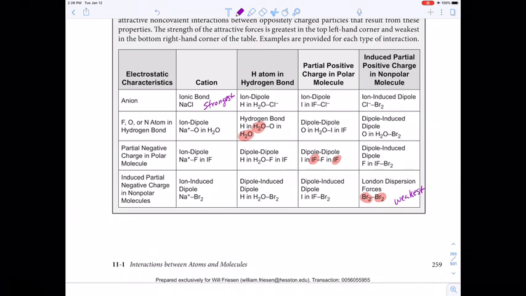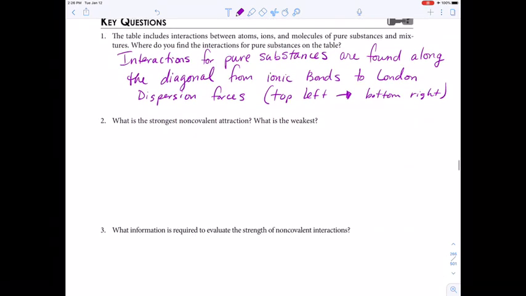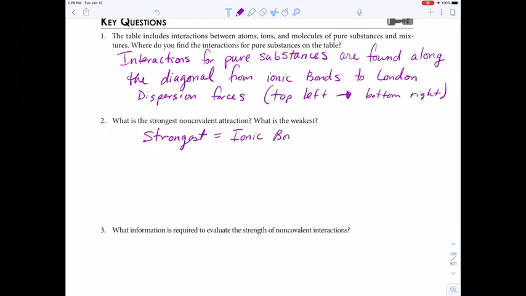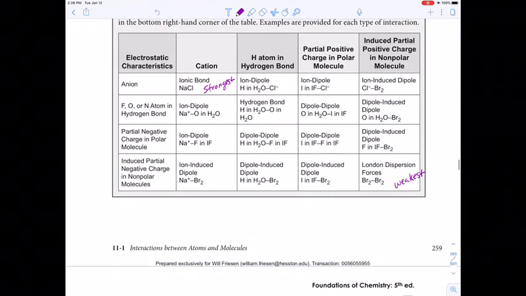So, looking up here, we labeled this already. Let me get rid of some of this other writing here. We read that the strongest ones, the strength of the attractive forces is greatest in the top left, weakest in the bottom right. So the strongest is ionic bonds. Okay, then the weakest, if we check the bottom right, is London dispersion forces.